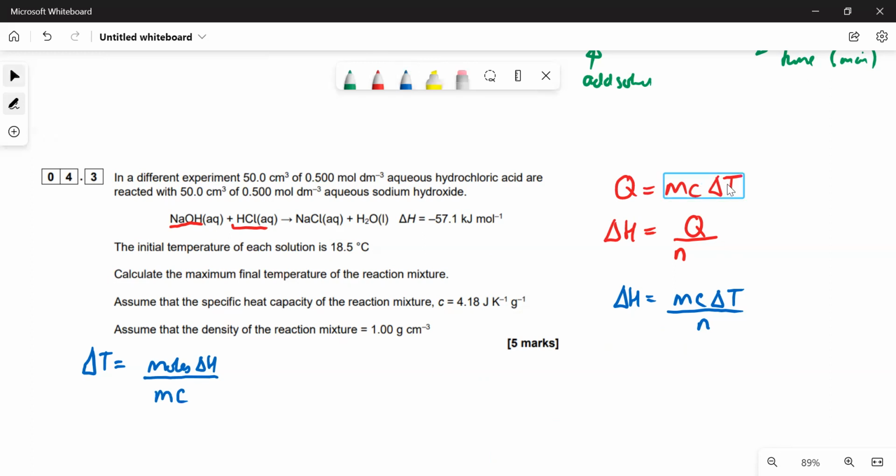Now we need to work out n, the number of moles reacted. So let's do that. Well, let's take the moles of sodium hydroxide there. So moles of NaOH, that's going to be equal to, well, how will we work that out? We know we've got 50 centimetres cubed, concentration times the volume. Let's do that. So we've got 0.5 concentration times volume.